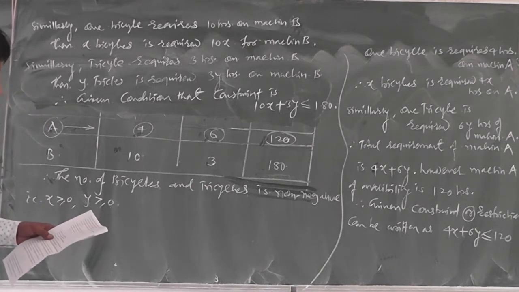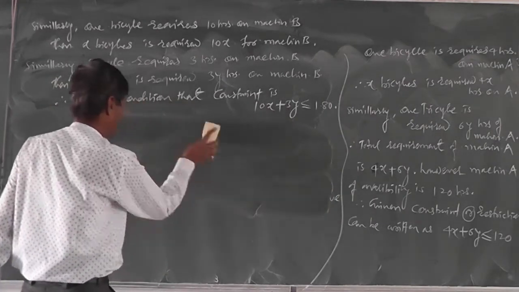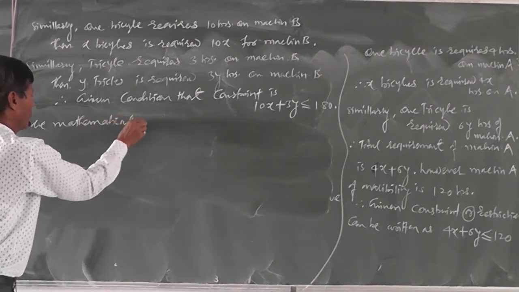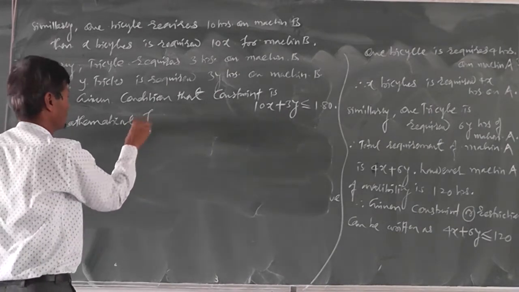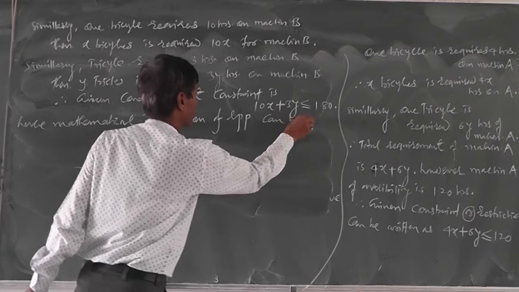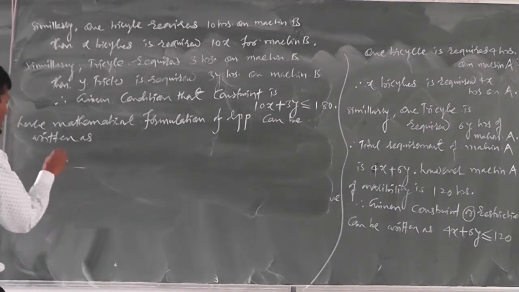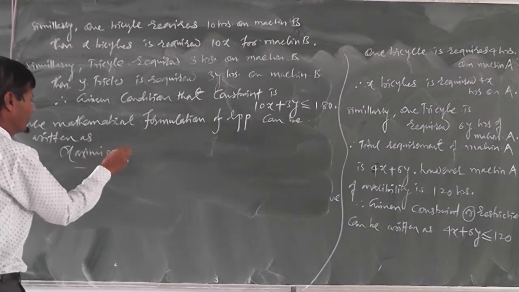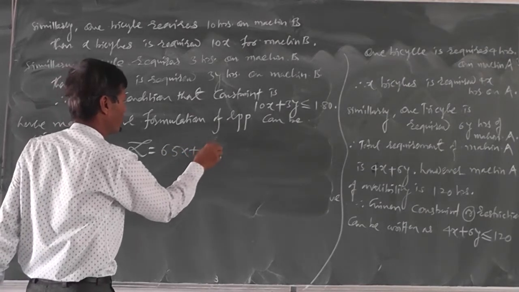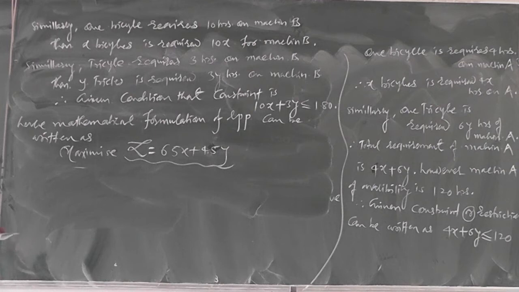Now hence the mathematical formulation of LPP can be written as: maximize Z is equal to, that is objective function, 65x plus 45y. Z is equal to 65x plus 45y, means equation 1.